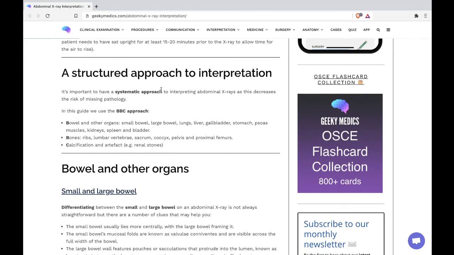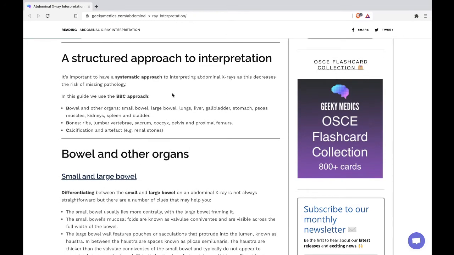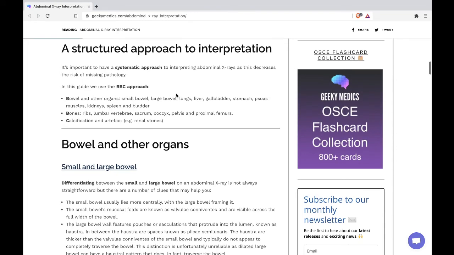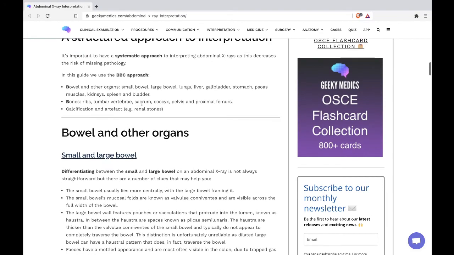Okay, a structured approach to interpretation. It's important to have a systematic approach to interpreting abdominal X-rays, as this decreases the risk of missing pathology. In this guide, we use the BBC approach. B stands for bowel and other organs, the second B stands for bone, and C stands for calcification and artifact.